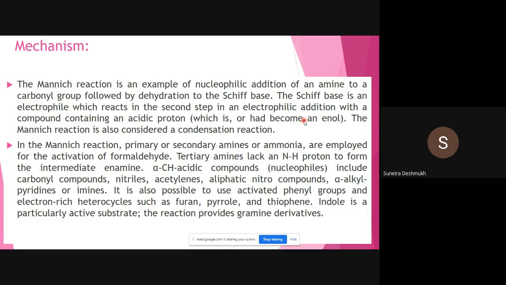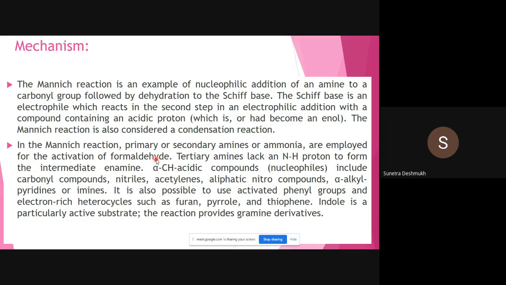The Schiff base here acts as an electrophile, which reacts in the second step in an electrophilic addition with the compound containing an acidic proton. That means the amine and non-enolizable ketone form the Schiff base, and this Schiff base then reacts with the acidic proton compound, which has become an enol. The Mannich reaction is also considered a condensation reaction, so we can call the Mannich reaction a Mannich condensation also.